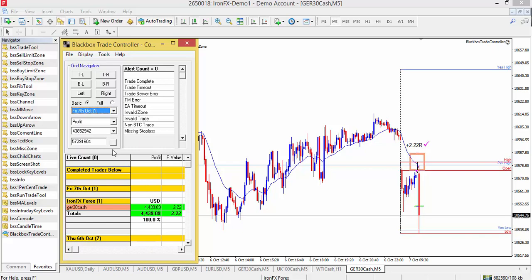As will be seen, both trades are captured and recorded by the trade controller in the same way as before.